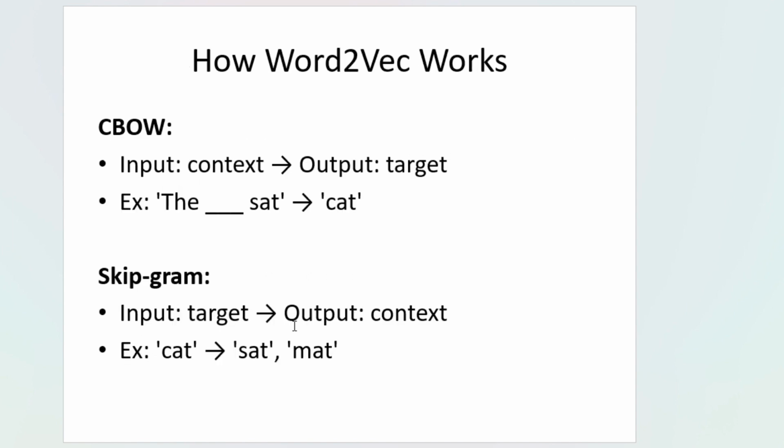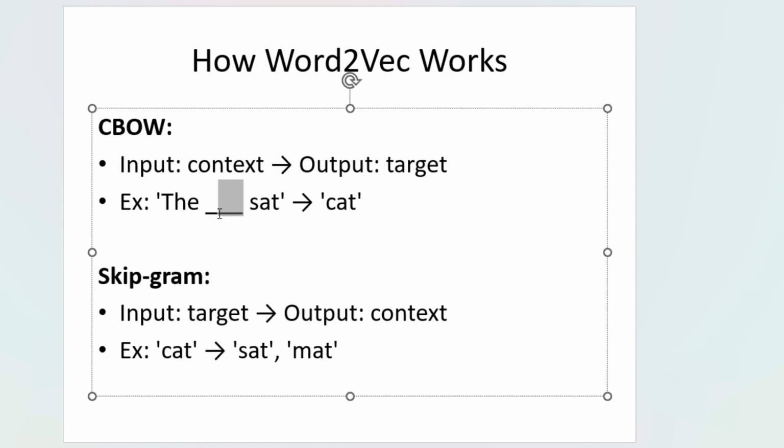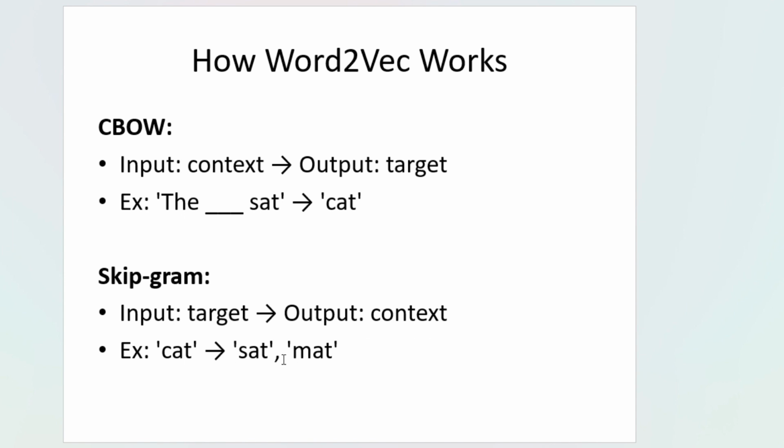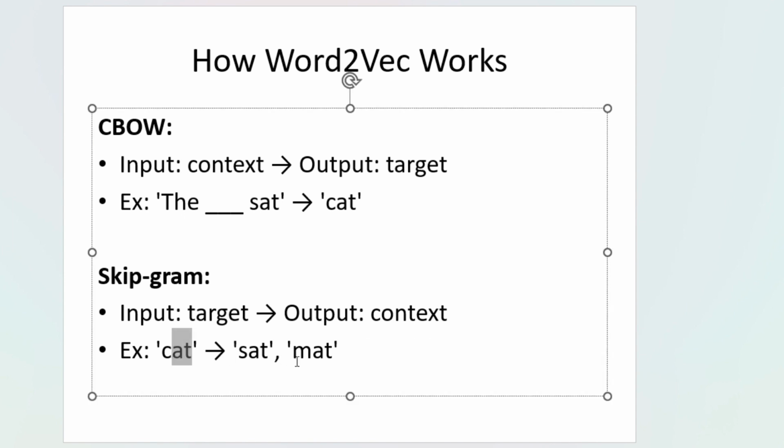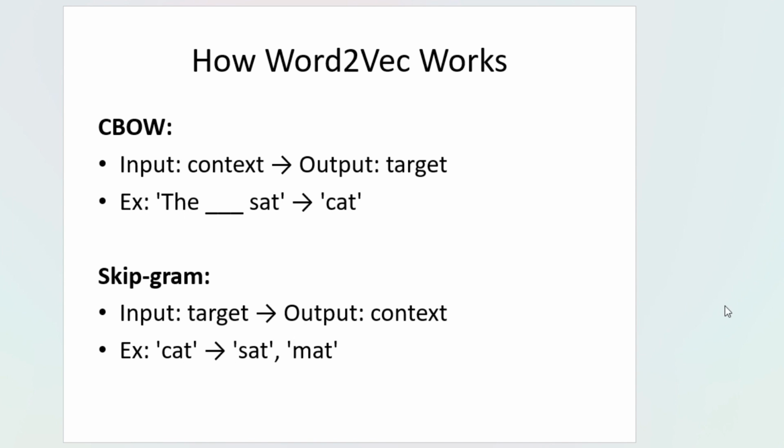Now let us understand a simple model, that is the Word2Vec model developed by Google. Here, CBOW, right? I have already told the example. I give the input context words, and the output will be the target word. For example, the dash sat. It will predict the word in this dash, and it came up with cat. Skipgram is where, if you give the target word, it gives the context words as output. If I give cat, it will give sat and mat. So these are the similar vector representations.